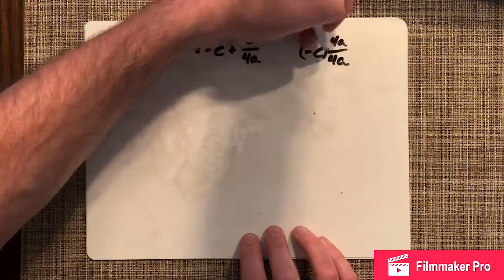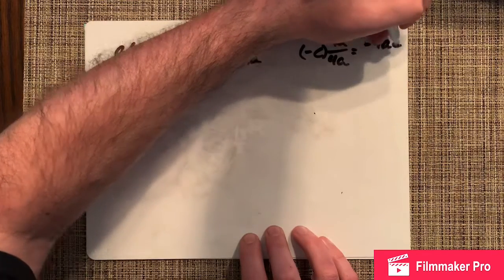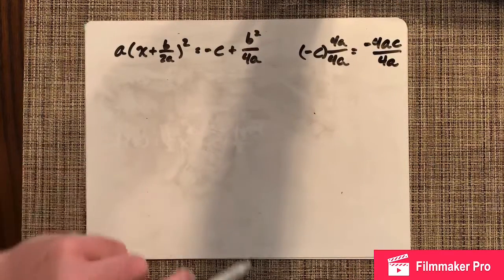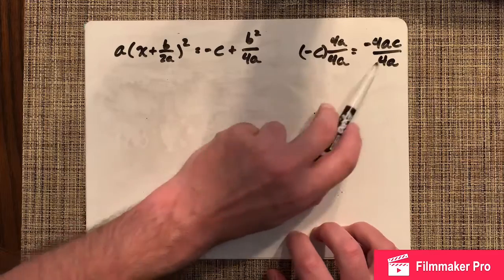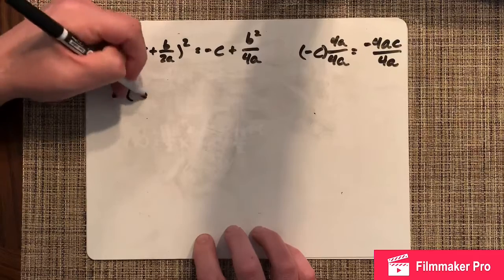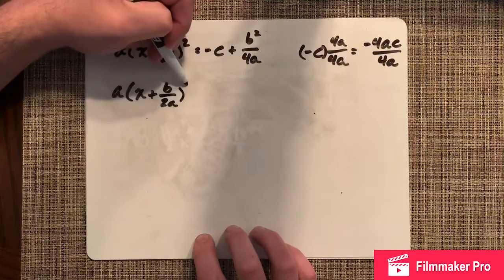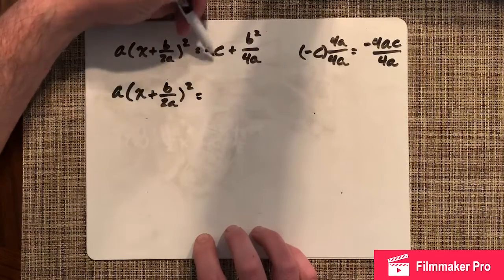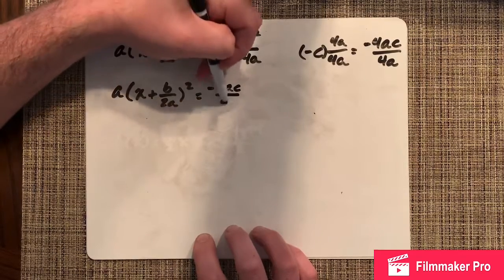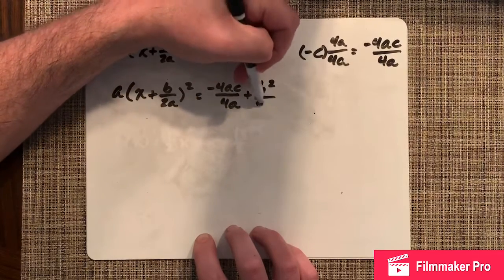If I do that, that will give me negative 4ac over 4a. Okay, and that is going to be added on to the b squared over 4a. So here we go. A times x plus b over 2a squared is equal to, remember this became this, negative 4ac over 4a plus b squared over 4a.